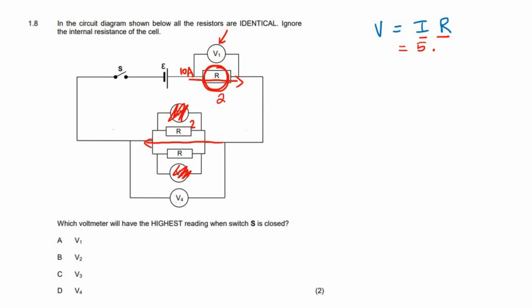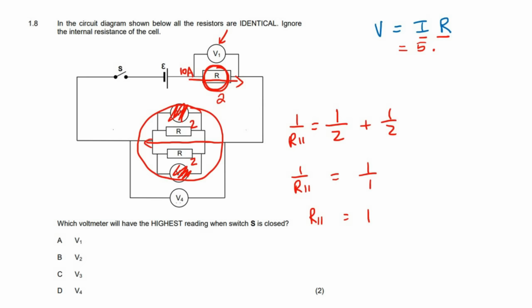Then this resistor would also be 2, and this resistor would also be 2. But to find out the total resistance for this part of the circuit, you would have to use the parallel formula. And so that would be 1 over 2 plus 1 over 2. And that would end up giving you 1 over 1. And then if you had to work it out, you would see that R parallel is equal to 1. So the effective resistance in this part of the circuit is only 1 ohm, whereas here it was 2.